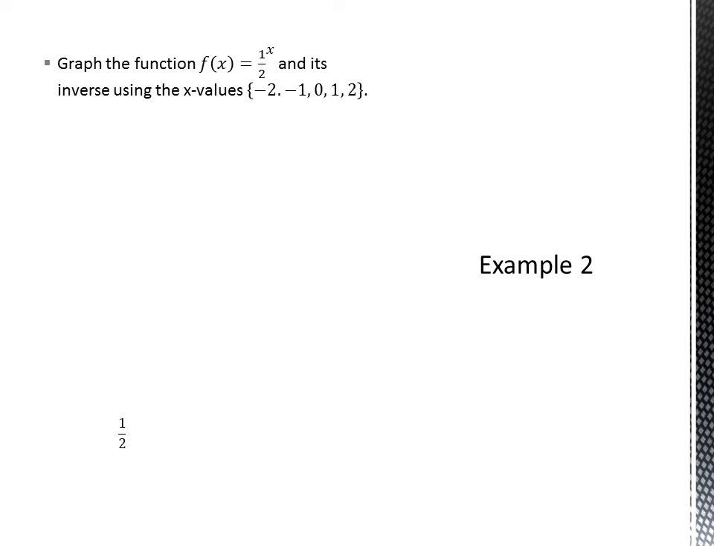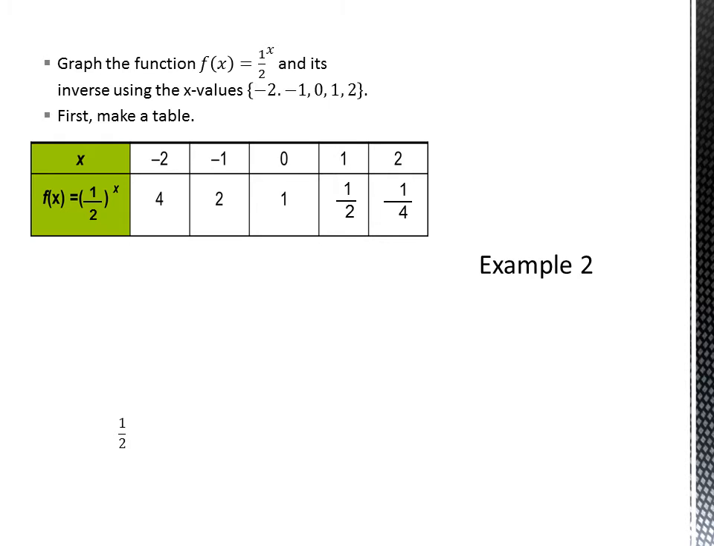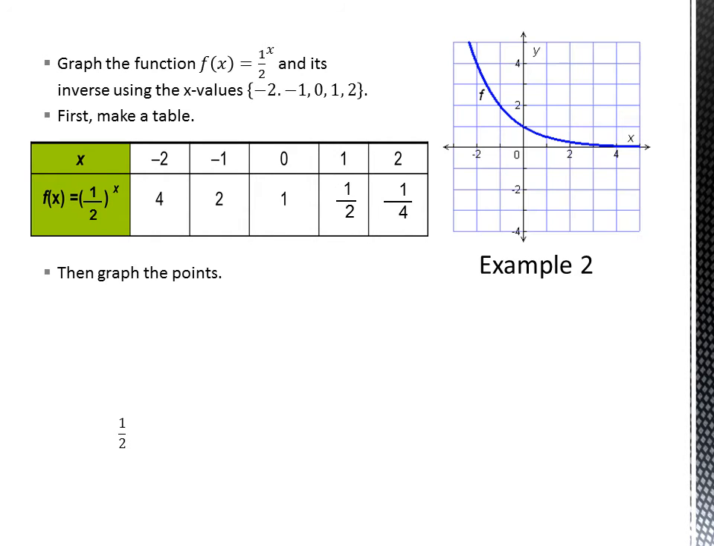So let's look at example 2. We want to graph the function f of x equals 1/2 to the x and its inverse using the same x values. So first we make our table, and we plug in -2, -1, 0, 1, and 2. Plotting those, we get the graph to the right.